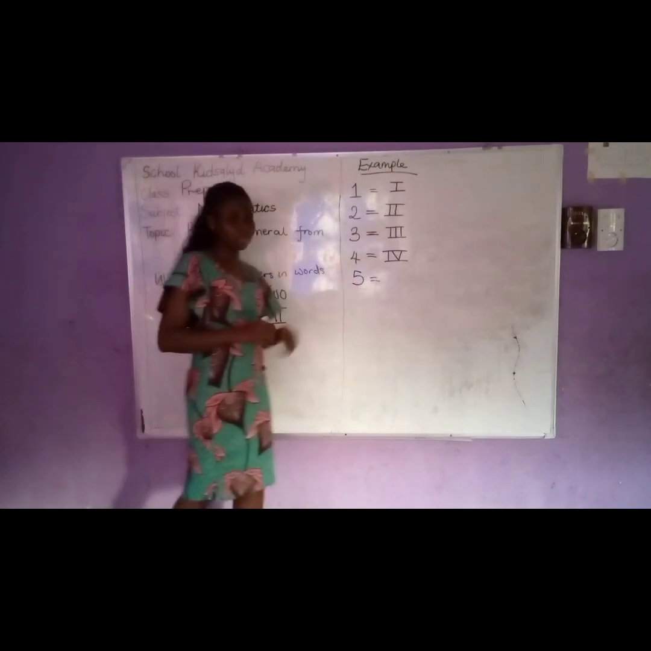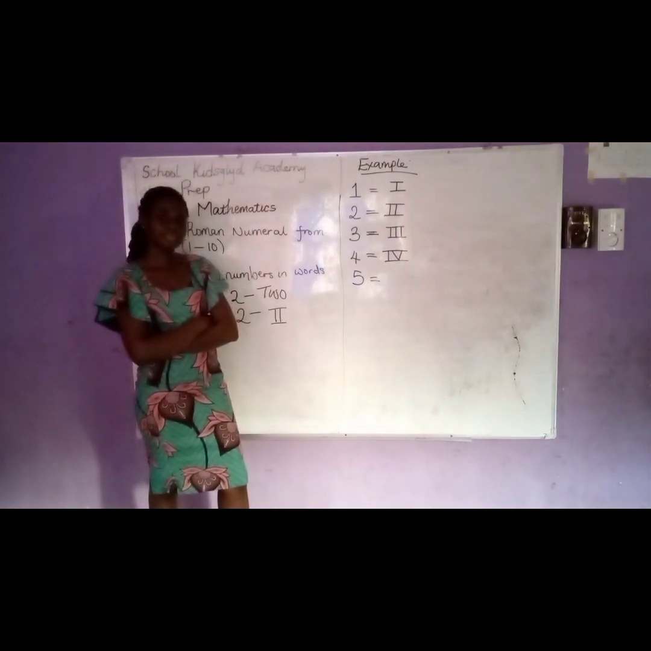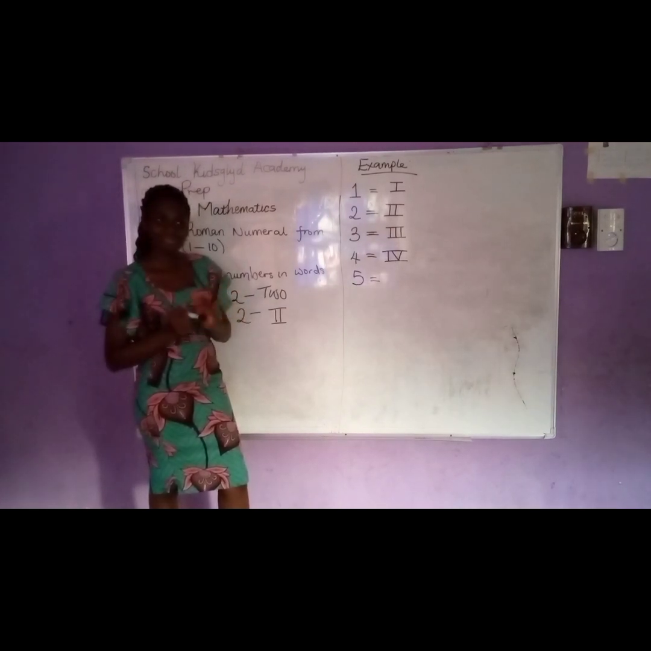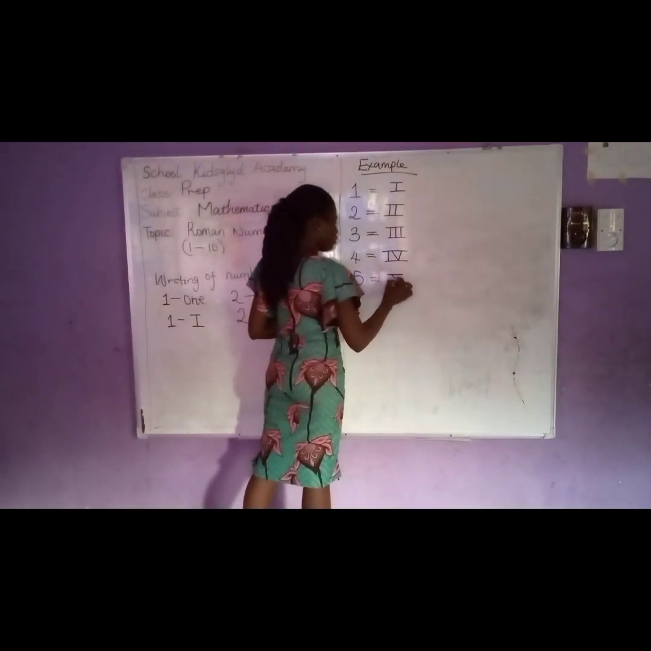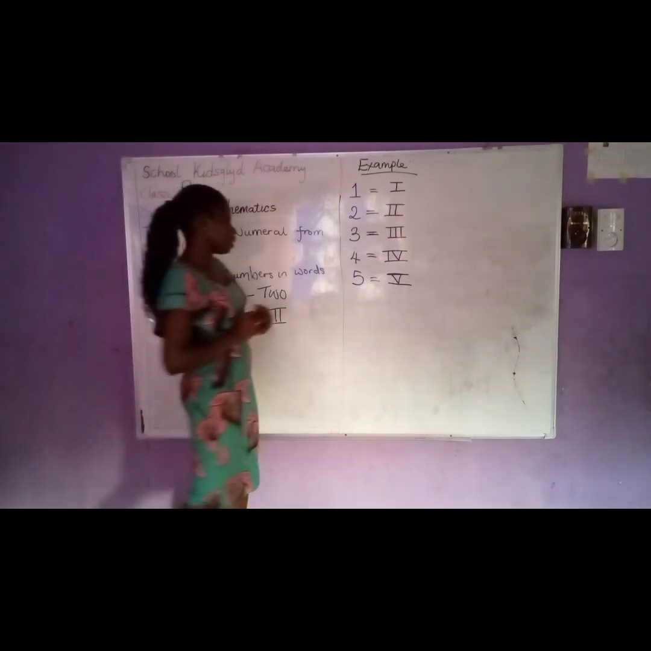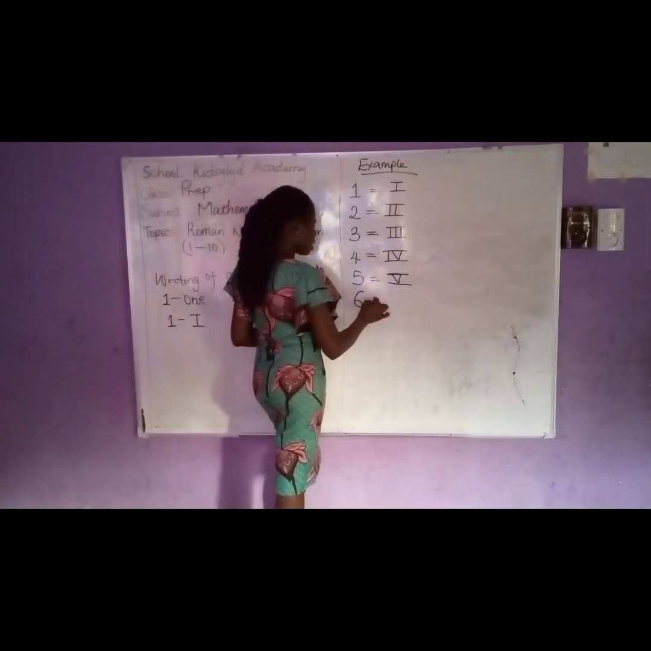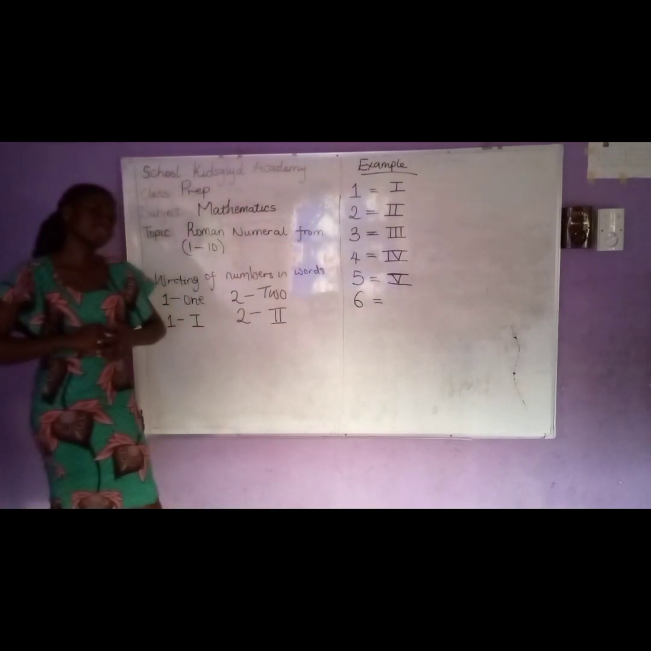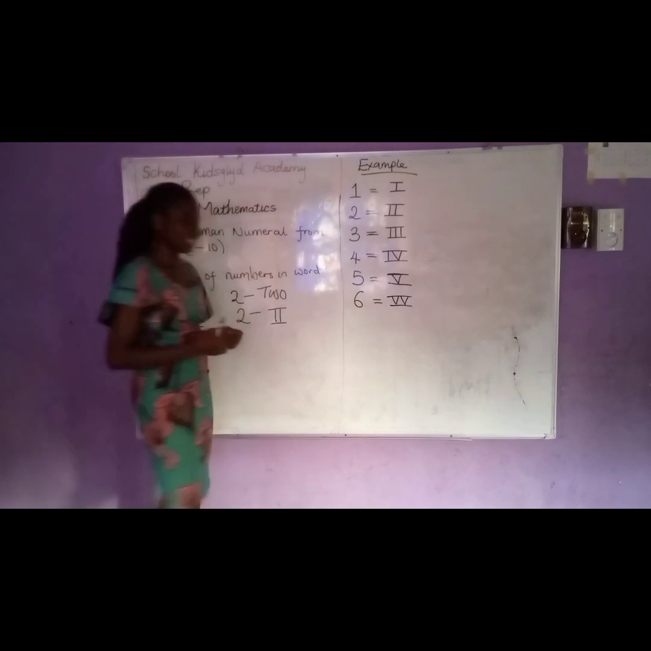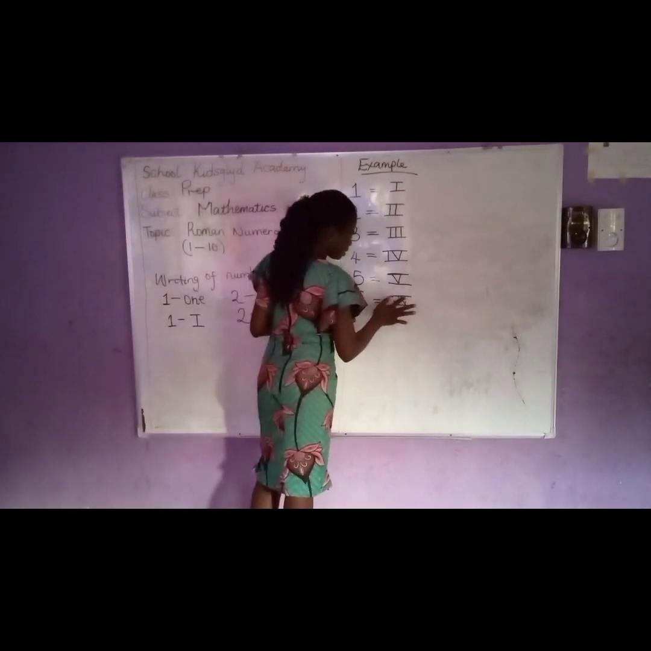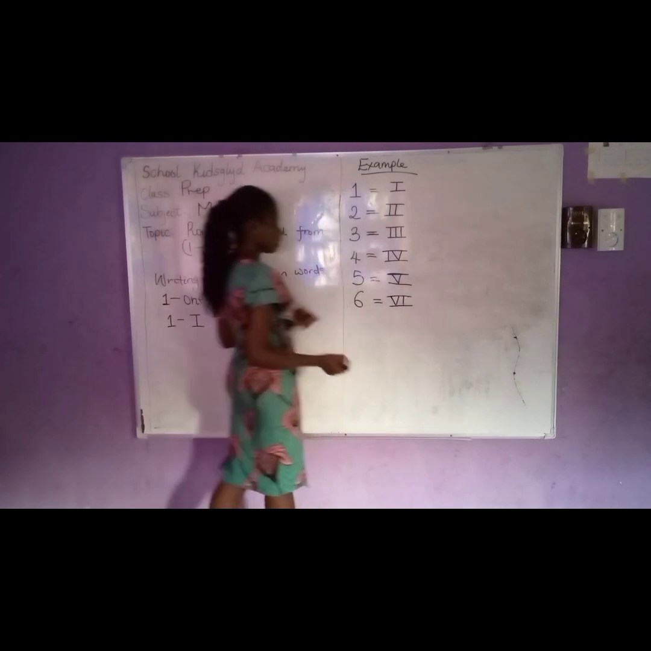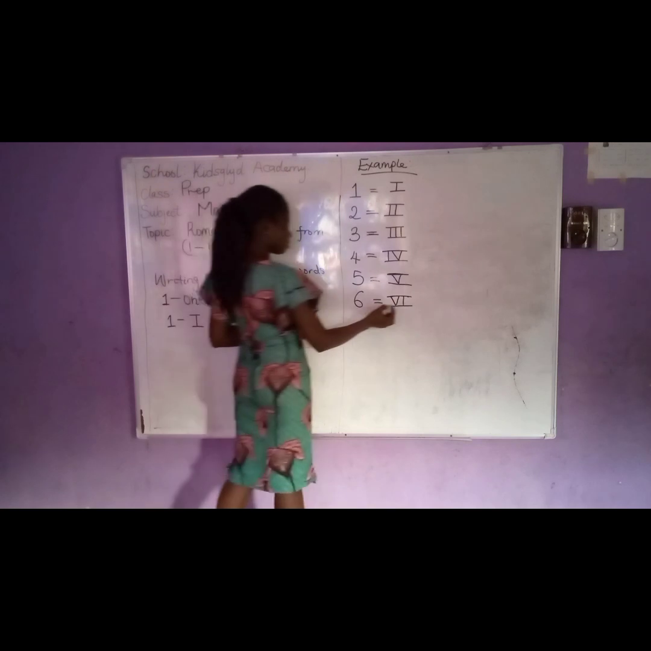Does anyone have an idea of how to write five? I'm waiting. Can we think? Okay. We have what? The V. In Roman numeral, V is number five. V is number five. Now we have six. And what is six? Somebody would say VV. No, it's not. Now, this is how we write our six. Our six is written like this. VI, six. VI is what? Six. Good.